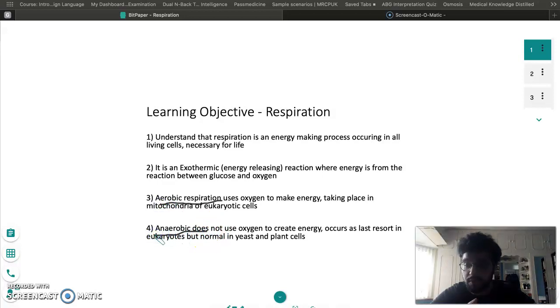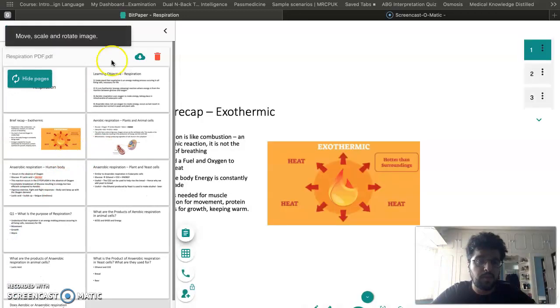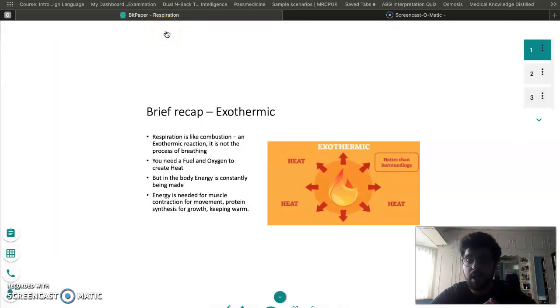So we'll go through what those two are, what the main differences are, and then we'll also talk about, for example, what the chemical reaction involves, what the products are, and how sometimes we use it in industry, for example, we can use it to make bread, etc., and alcohol. So we'll go through all those too, okay? So the most important thing is that we have a quick recap. So exothermic, can you tell me what you understand about this?